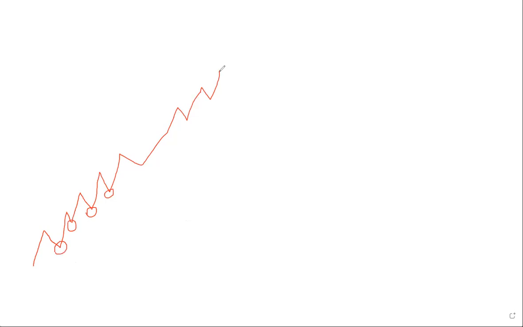Now, what would the downtrend look like? Well, of course, the downtrend will be the opposite of that, where the highs are lower and the lows are lower. Okay, lower highs and lower lows. This is exactly what will happen on a downtrend.